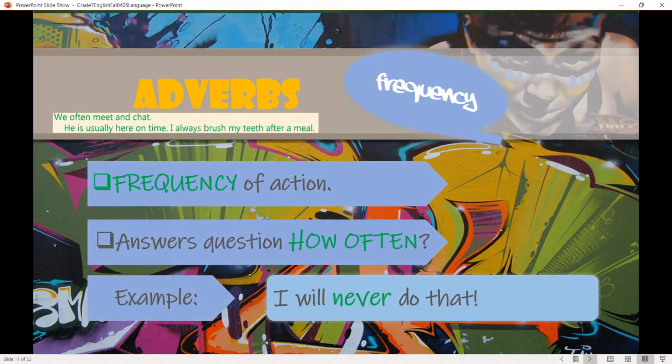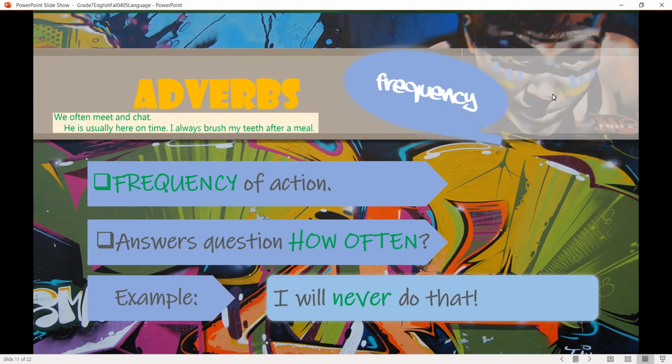We know it's for place. We know it's for when, for time. And we also know how it can be used to make a verb sound much more interesting. All right. Yeah, we have frequency.